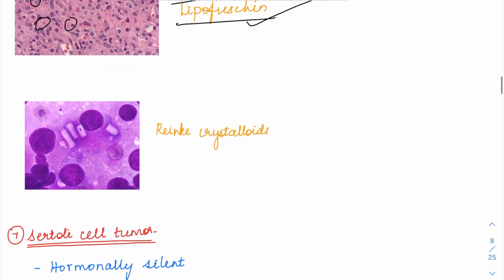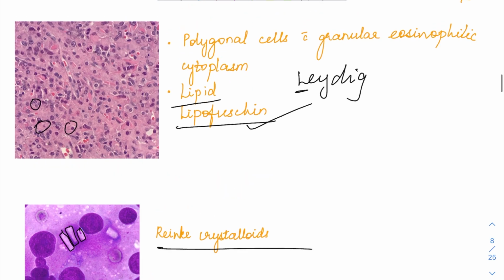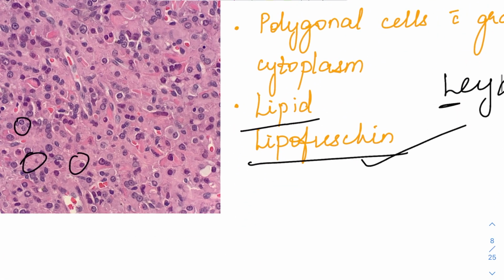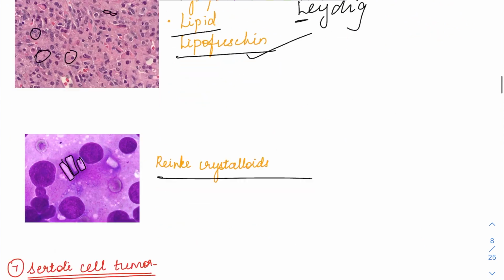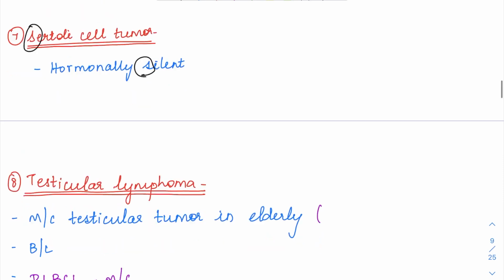And another feature which we see usually on microscopy and on cytology is Reinke's crystalloids. So inside the cytoplasm of the cells, you are going to see these kind of crystalloids. These are characteristic for Leydig cell tumors and they are called Reinke's crystalloids. Even in this histological image, if you appreciate, these are all Reinke's crystalloids, pinkish material which are present, no? So these are all the Reinke's crystalloids. Then Sertoli cell tumor is another sex-cord stromal tumor, but here it is going to be hormonally silent. So S for silent. So Sertoli cell tumor is going to be silent.